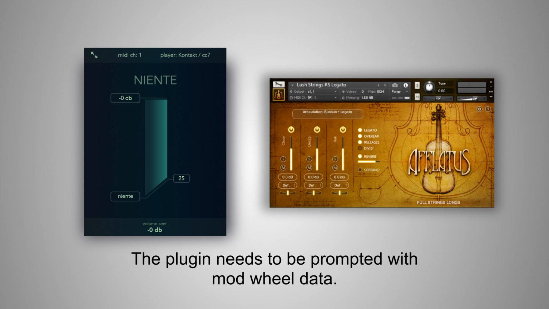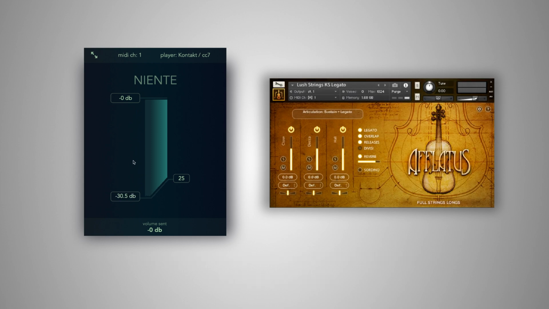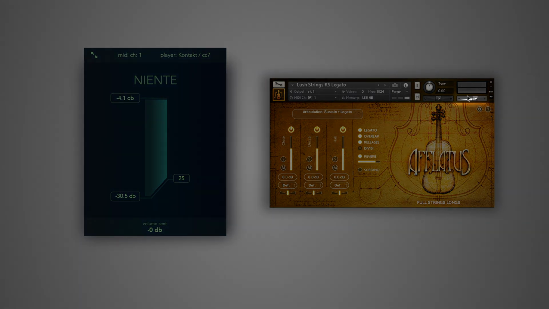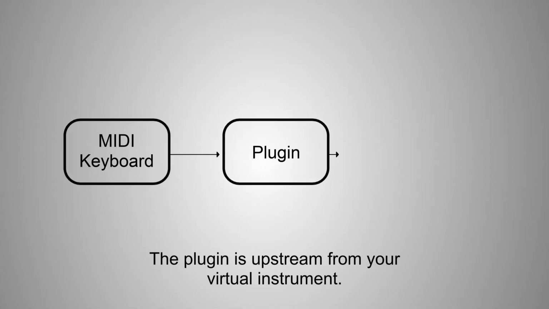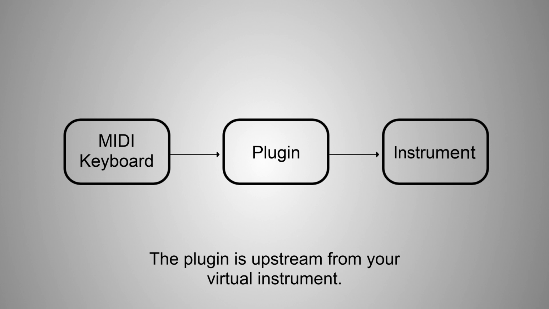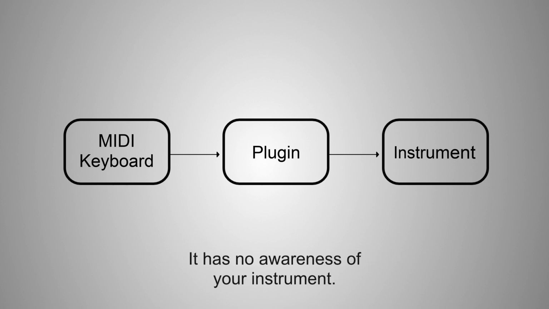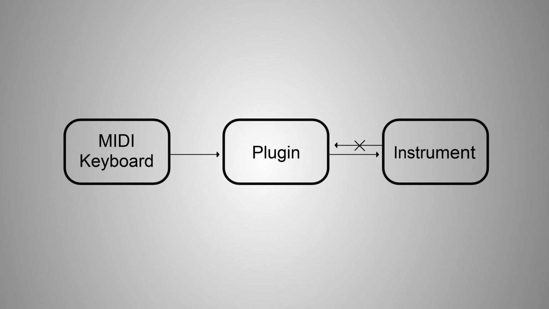First off, the plugin needs to be prompted with mod wheel data. So if you go ahead and start changing your volume information in the plugin, you might notice it's not actually doing anything. Just send through some mod wheel data and you should see it respond. The second thing is that the plugin is upstream from your instrument. And so it has no awareness of your instrument and it can't see what sample player you're using.